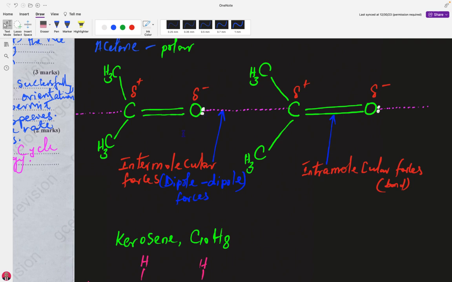Then again, because this one too can also form intermolecular forces with this other one because of the high electronegativity. Now we call them dipole forces that are being formed here. So there are two types. We have the London dispersion forces, and there are also permanent dipole forces of attraction.